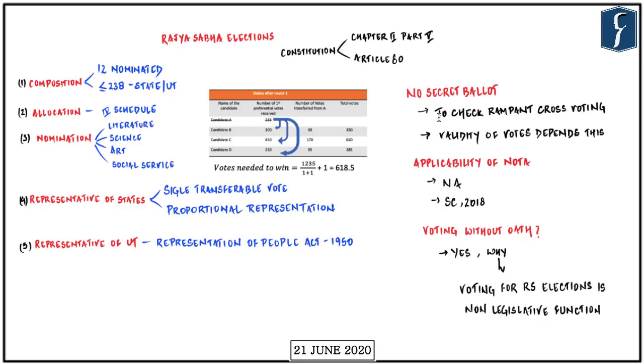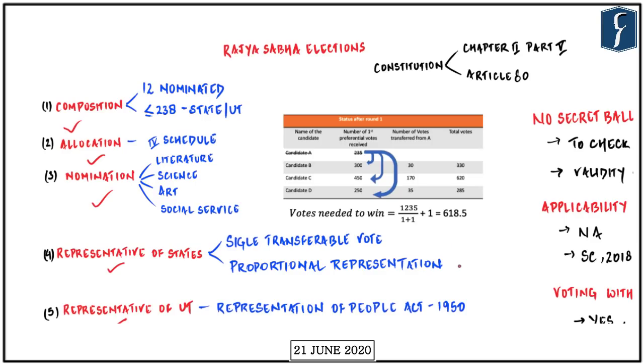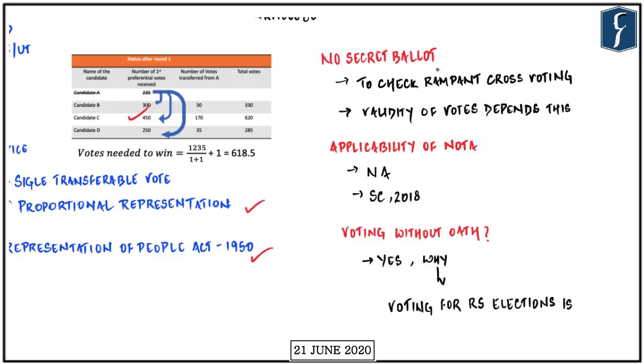So the next article which we have taken up appears on page number 12. How are the Rajya Sabha polls different? Now the focus of this discussion will be only one aspect of Rajya Sabha, and that is election. The composition, allocation, nomination and representatives of the states and UTs, what is the difference between the constitutional provisions of representatives of the states and union territories, what is single transferable vote, and what are some peculiar traits of voting as far as election for Rajya Sabha is concerned.